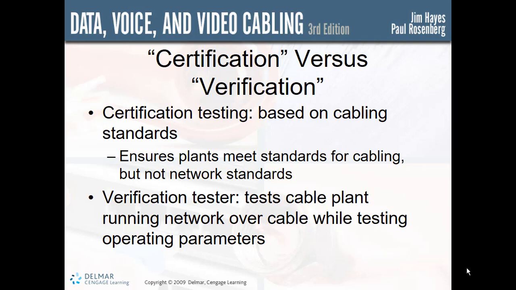This assumption led to the development of another type of tester, the verification tester, that actually tests the cable plant by running network data over the cable while testing its operating parameters. These testers test for specific networks, for example 10, 100, and gig Ethernet. They are simpler instruments and cost a fraction of the price of an expensive certification tester. The choice of which tester to use is up to the user, depending on whether the orientation is to installation of a standardized cable plant or a standardized network.